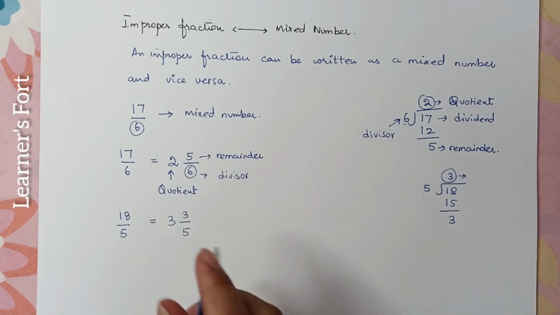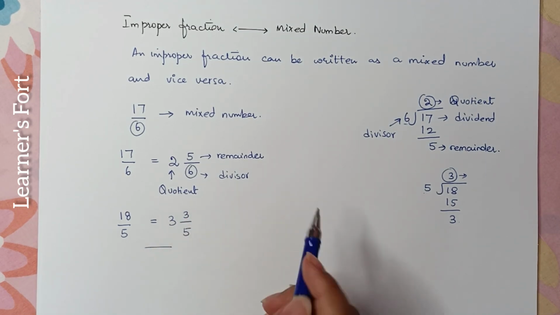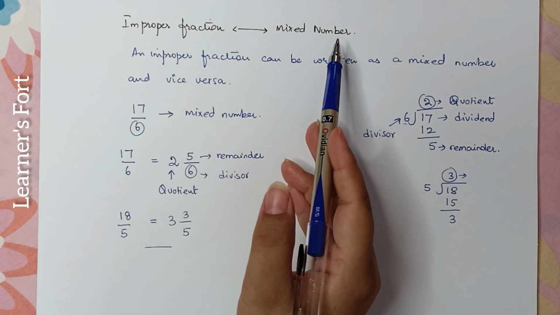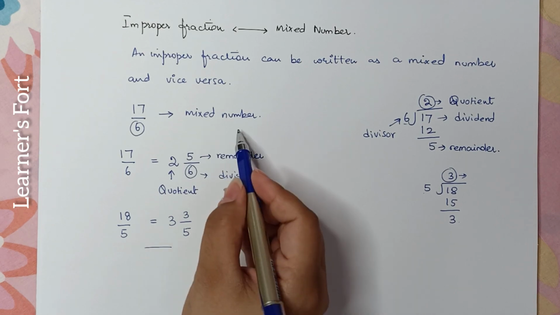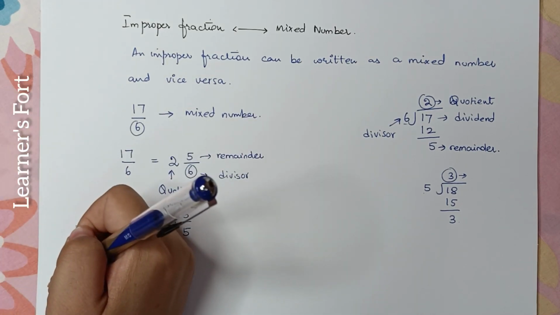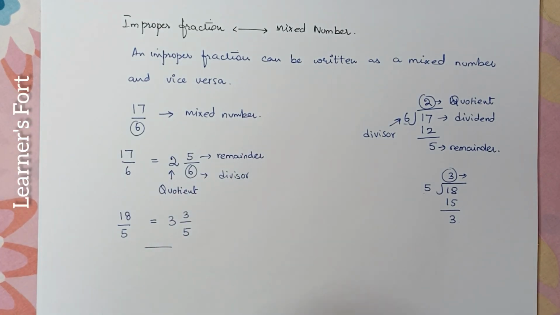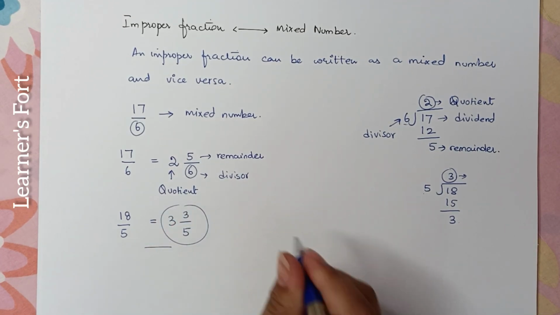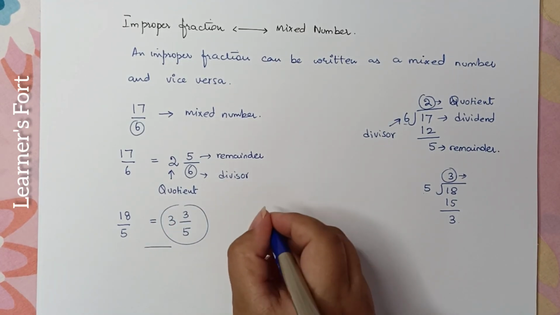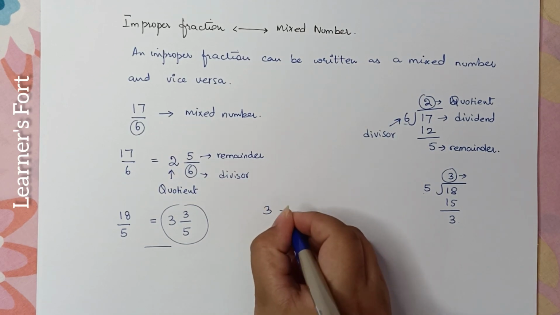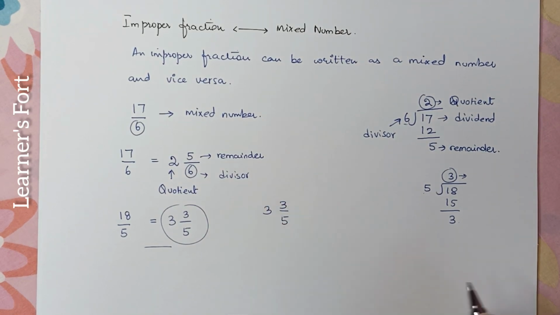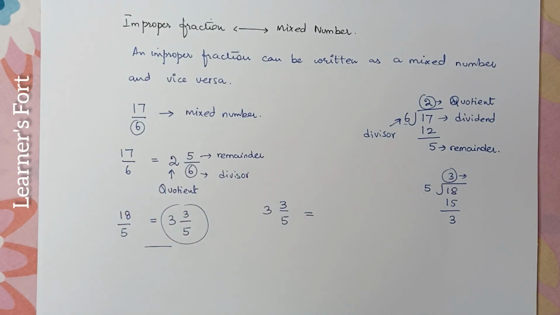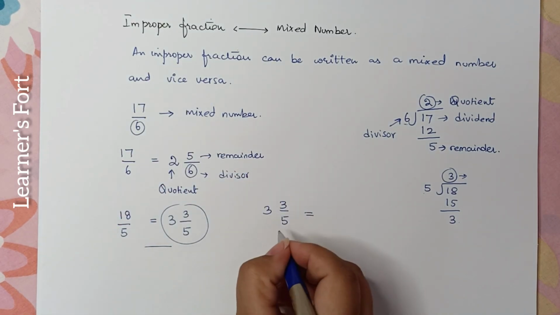Okay. Now, we also know that an improper fraction can be written as a mixed number, and a mixed number can also be written as an improper fraction. Now, how are we going to do that? Let's take this mixed number here. Now, here we can see 3 whole 3 upon 5. So, how are we going to convert it and write it as an improper fraction? Now, what happens is that we go like this.